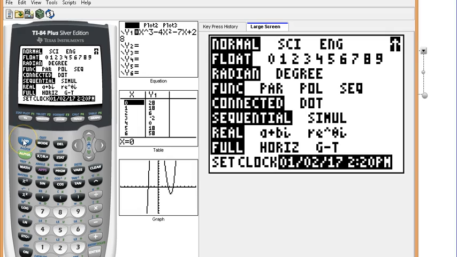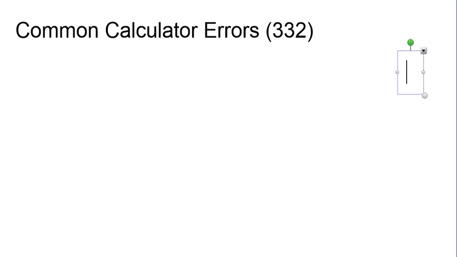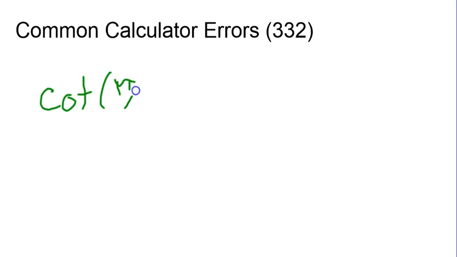The second mistake is when trying to use your calculators to find an approximation for cosecant, secant, and cotangent. Okay? So if we're trying to find, let's just say, the cotangent of pi over 4.